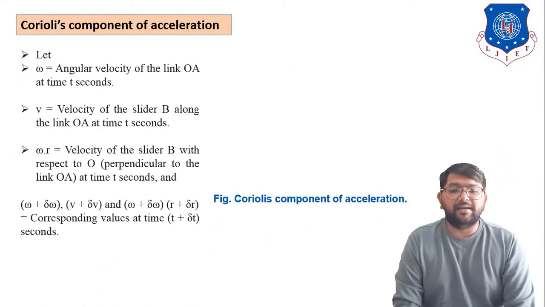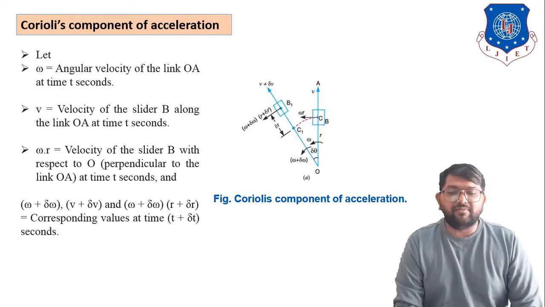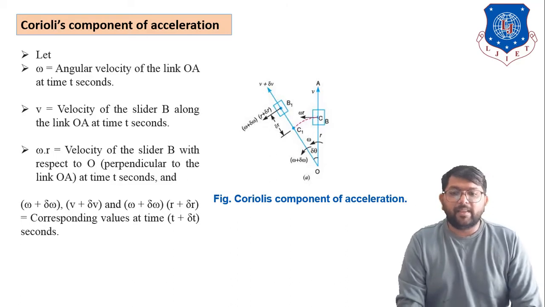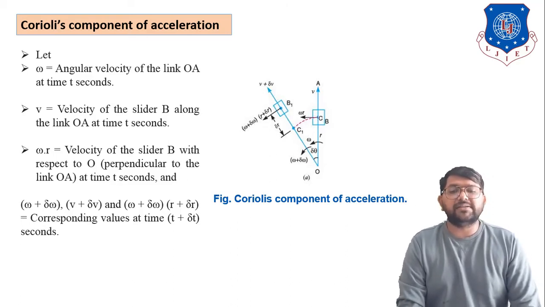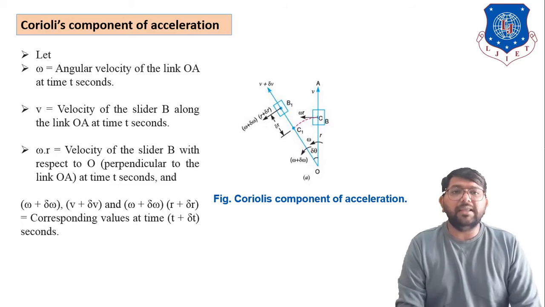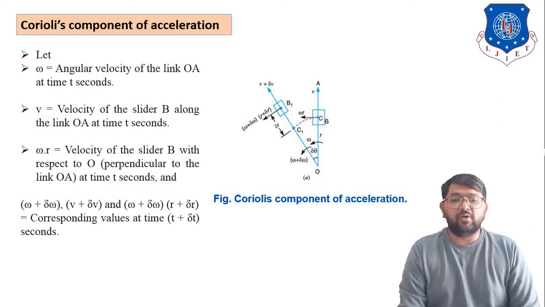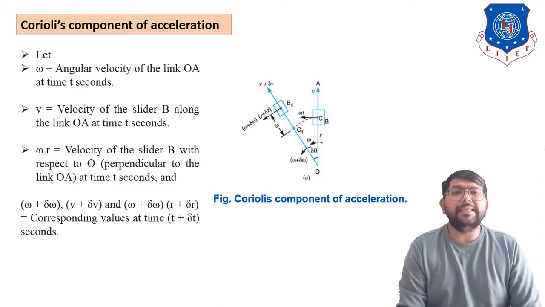Now we have to consider some components. Let omega be the angular velocity of the link OA at time t second, and small v be the velocity of the slider B along the link OA at time t second, and omega into r, as you all know, is the velocity of the slider B with respect to O, perpendicular to the link OA at time t second. And omega plus delta omega, v plus delta v, and omega plus delta omega into r plus delta r are the corresponding values at time t plus delta t second.